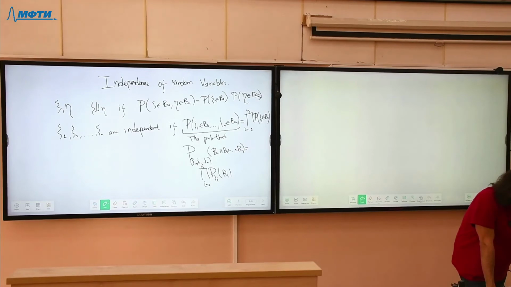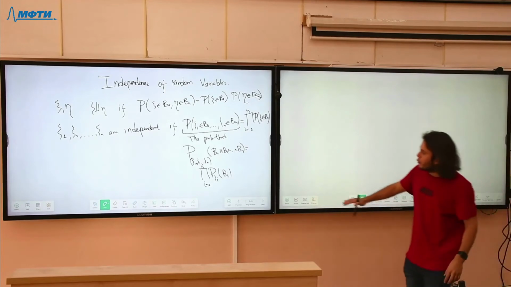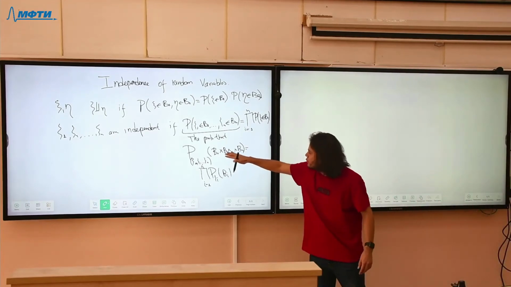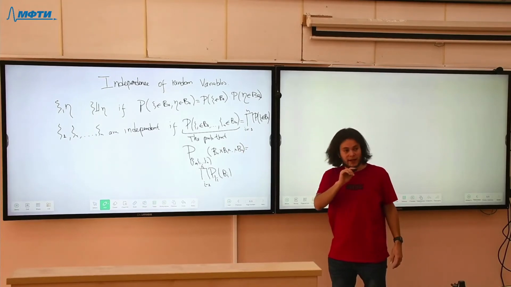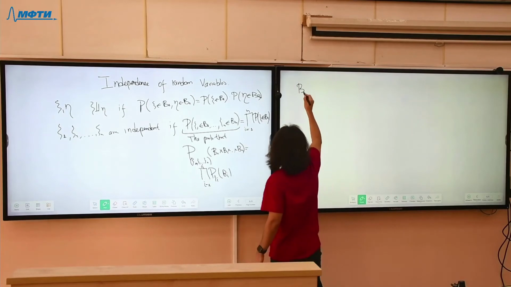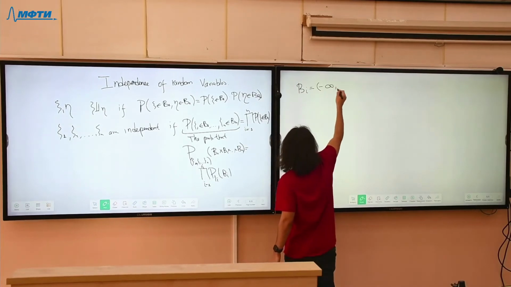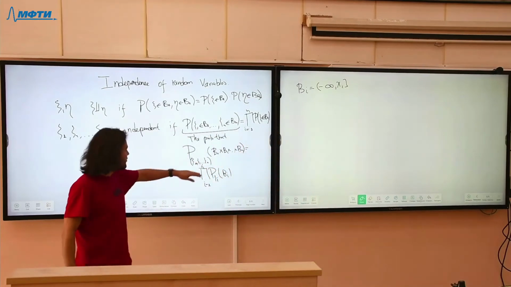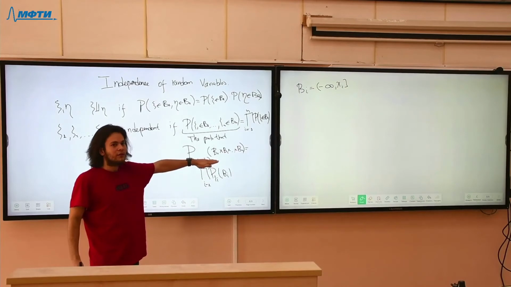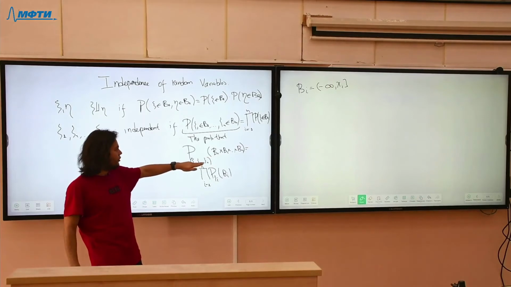Yeah, so as you can see, we have here B1, B2, and Bn. These are Borel sets. But what if Bi is just the same, minus infinity to xi? Then this thing from here becomes what? It becomes the CDF of this vector at this point.